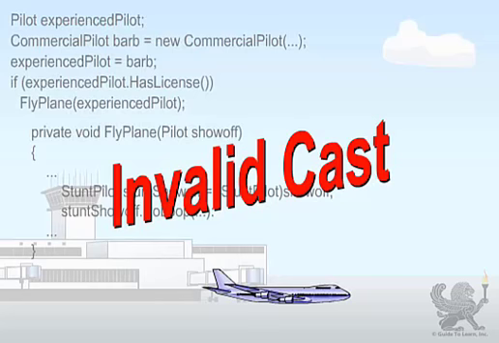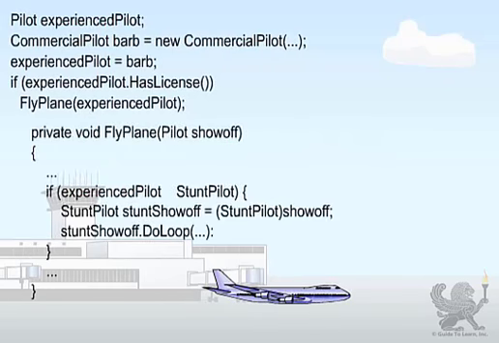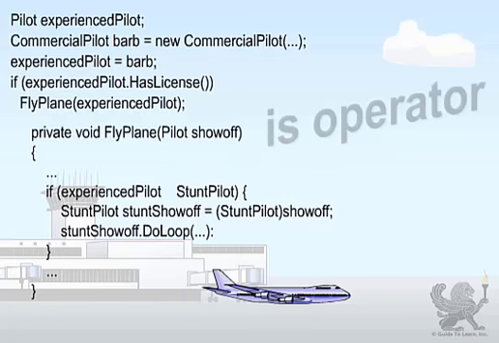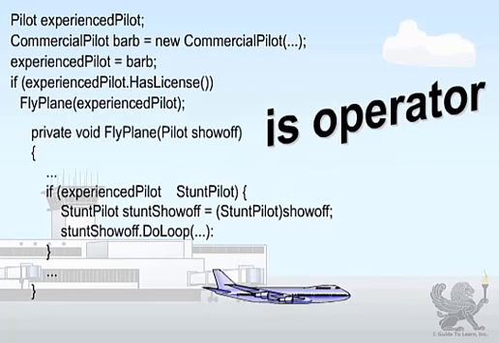You should perform type-safe checking at runtime. To perform type-safe checking, you can use the is operator. The is operator checks to see whether a variable really is of a certain type, and returns true if it is and false if it is not.